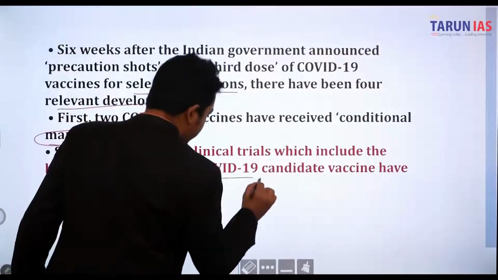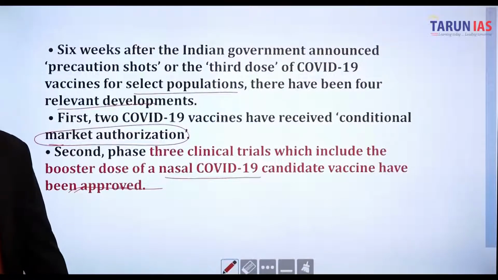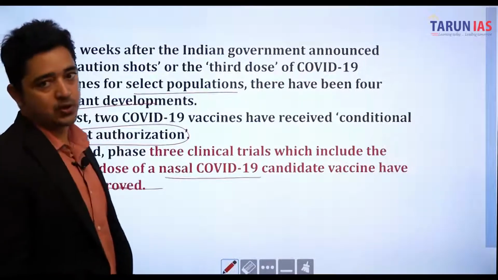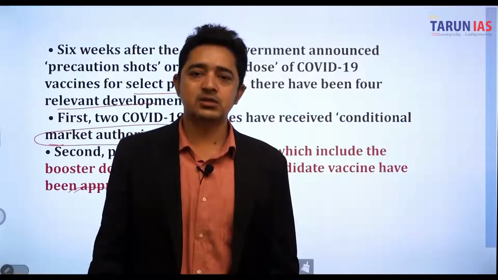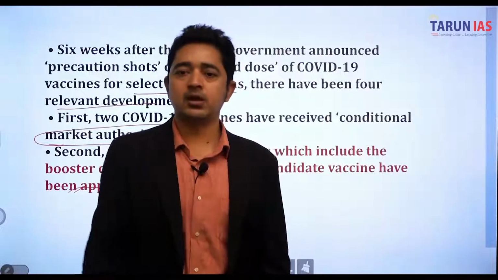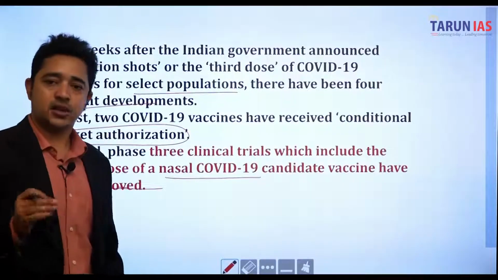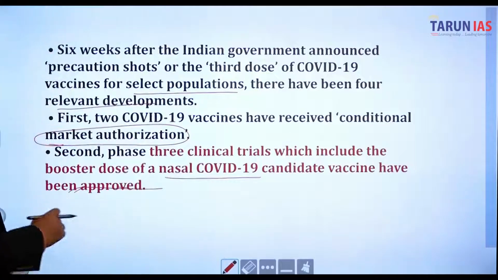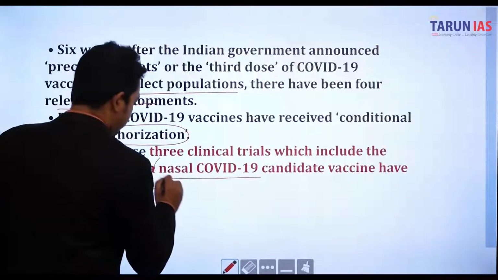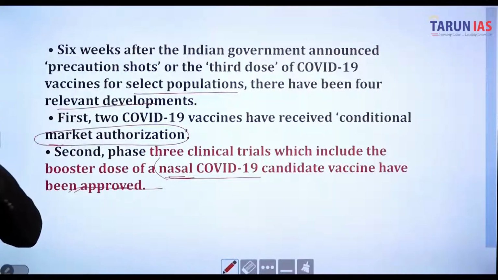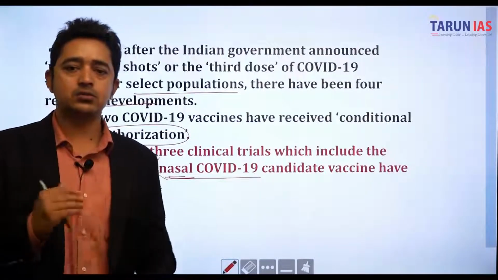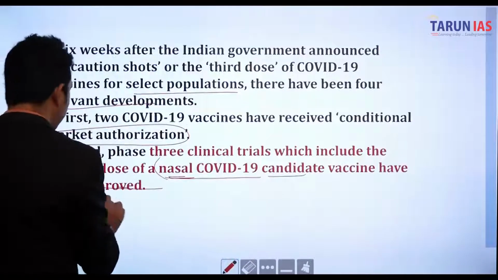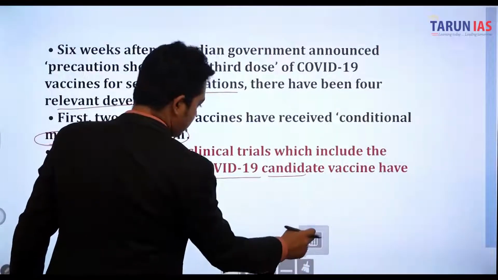Nasal means most of the vaccines we have gone through are either in the form of injection or, like the polio vaccine, through droplets. Most vaccines are taken by mouth or in the form of injection. But here, for the first time, a clinical trial was going on through the nasal mode, which means the vaccine is given through the nose. So a nasal COVID-19 candidate vaccine has been approved.